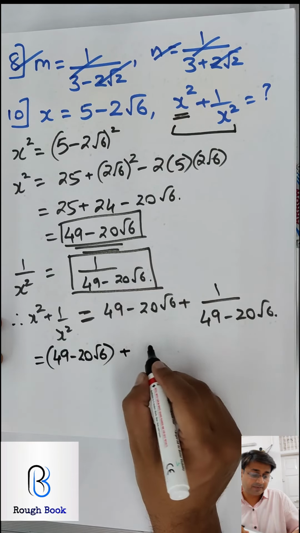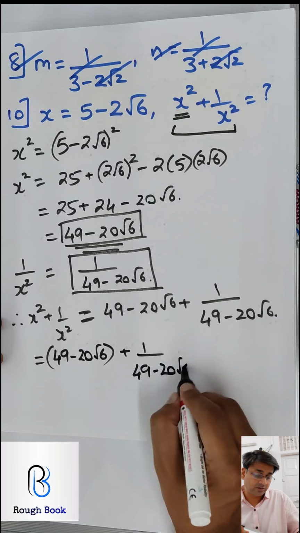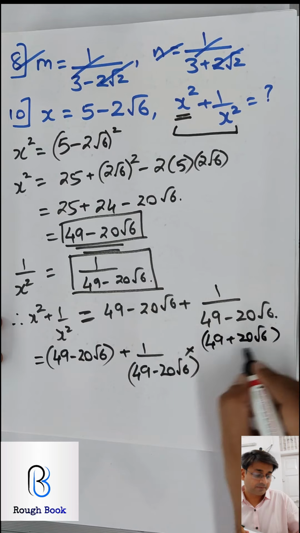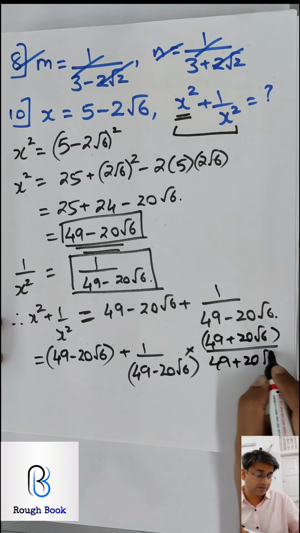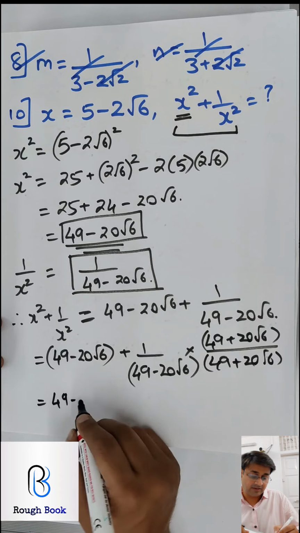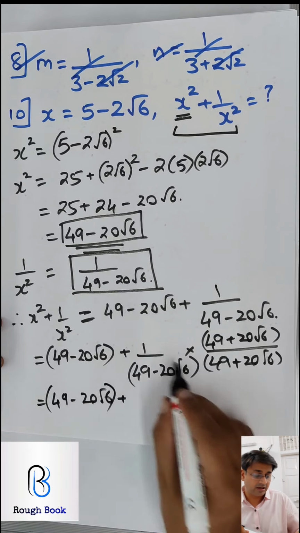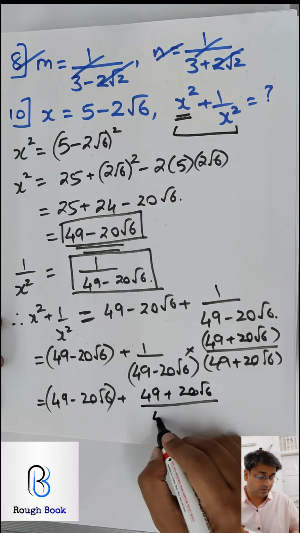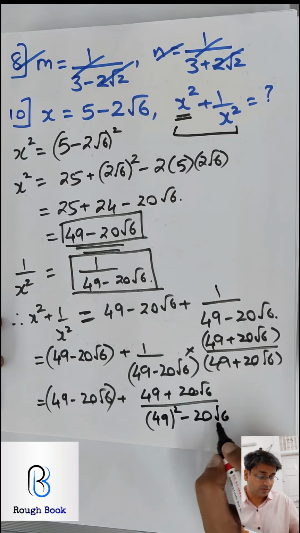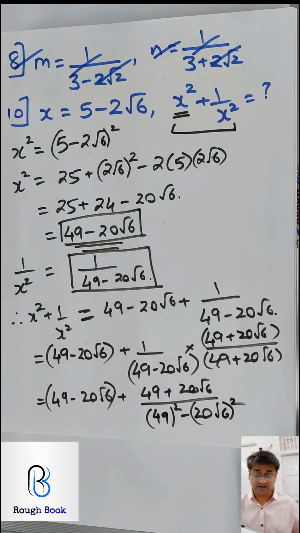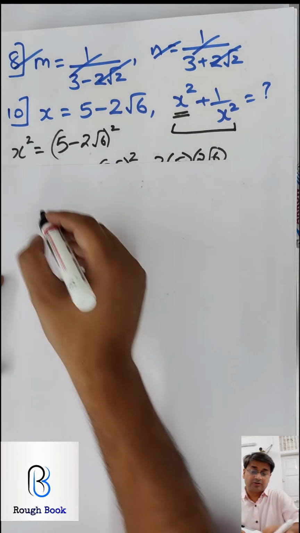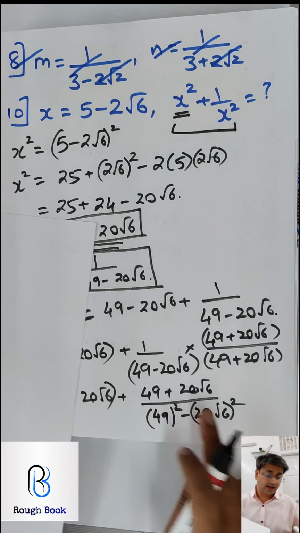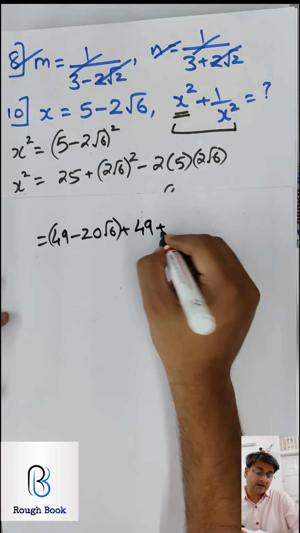So keeping this intact, and 1 upon 49 minus 20 root 6 into 49 plus 20 root 6 upon 49 plus 20 root 6. So what will I then get? 49 minus 20 root 6 plus in one bracket. Here when I multiply 49 plus 20 root 6 as it is, and this is going to be a square minus b square. This is going to be too huge to calculate. So let's take another sheet. 49 minus 20 root 6 as it is, okay, in one bracket, and this 49 plus 20 root 6 we are keeping it as it is right now.